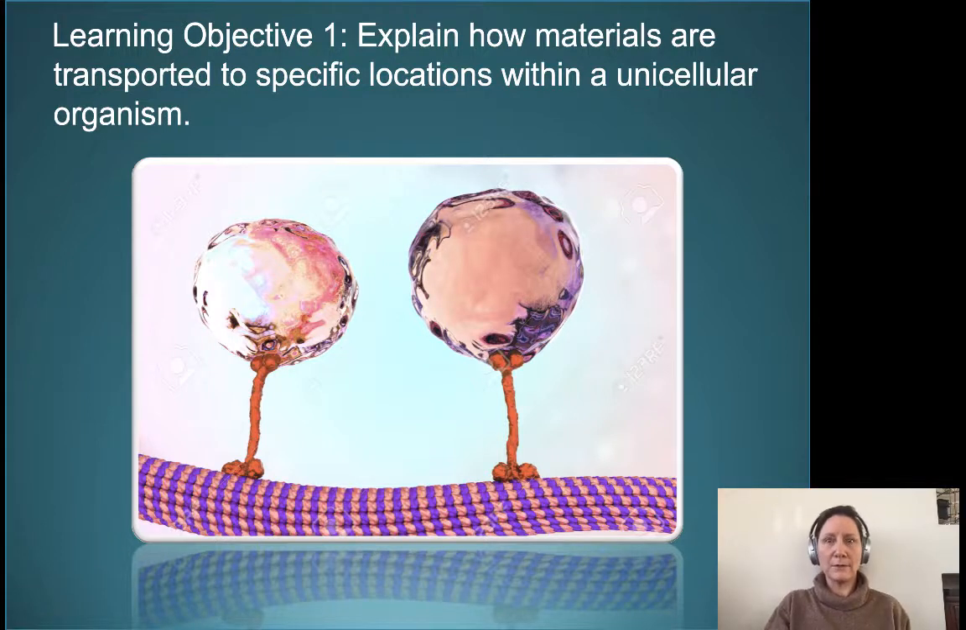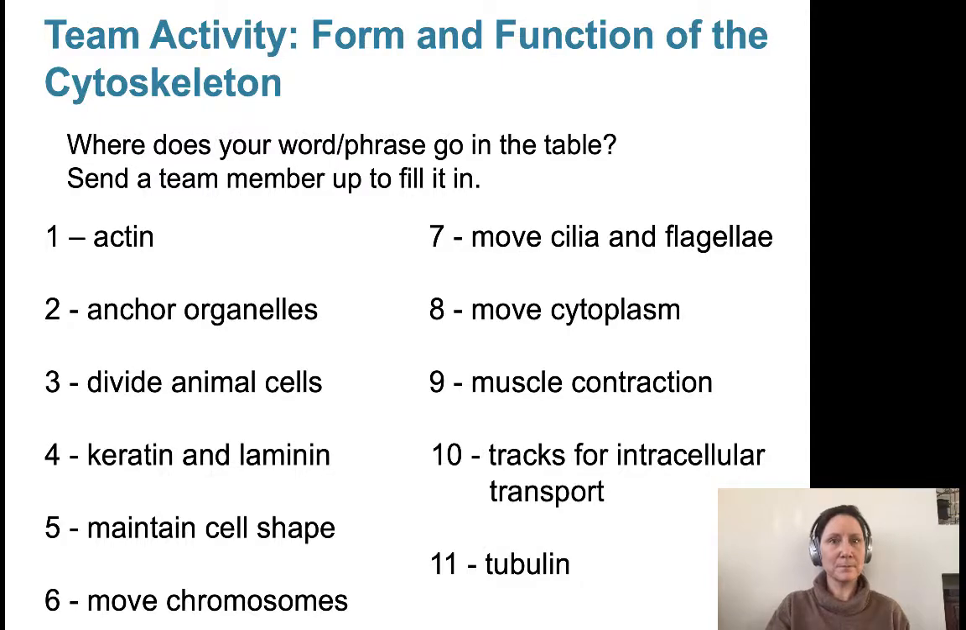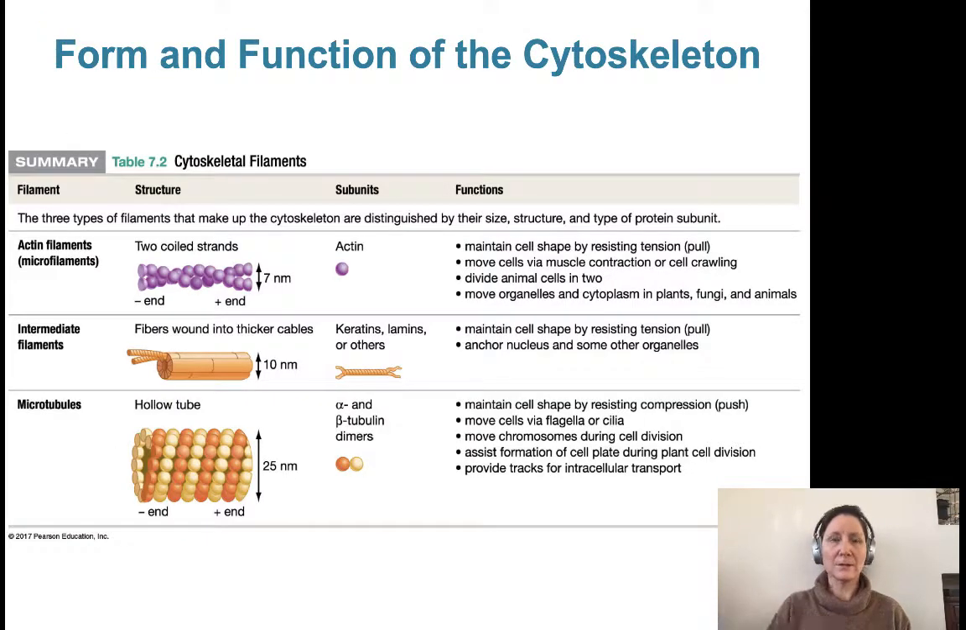So we'll start with the first objective, talking about unicellular organisms. We'll do this in class. So you should recall this table from your book, and if you did your reading guide, you'll remember this.